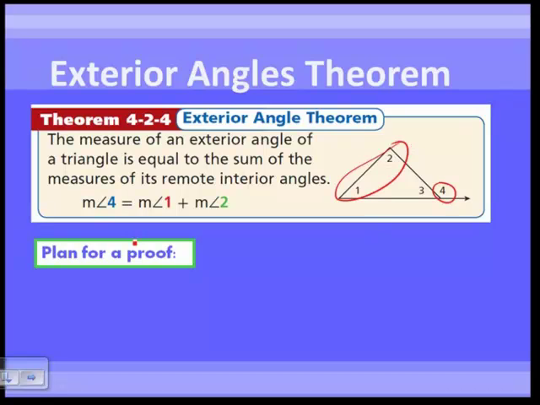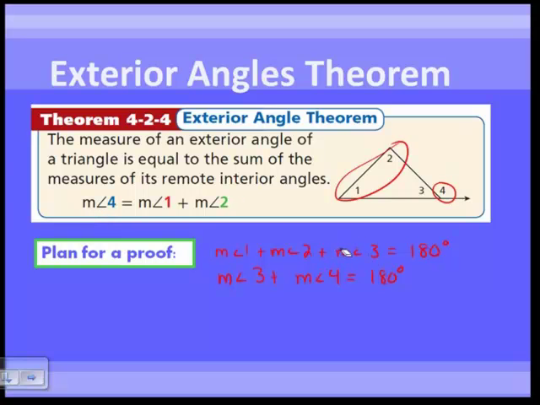So I'm going to use the triangle sum theorem in my proof, and I would say the measure of angle 1 plus the measure of angle 2 plus the measure of angle 3 is equal to 180, and we know that by the triangle sum theorem. We also know that the measure of angle 3 plus the measure of angle 4 is equal to 180 because 3 and 4 form a linear pair, and by the linear pair theorem, linear pairs are supplementary, so that means they add to 180. So now I need some way to relate 4, 1, and 2.